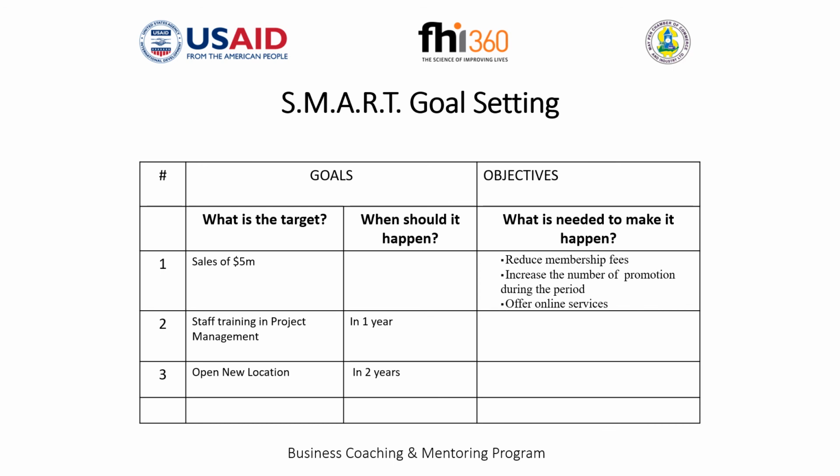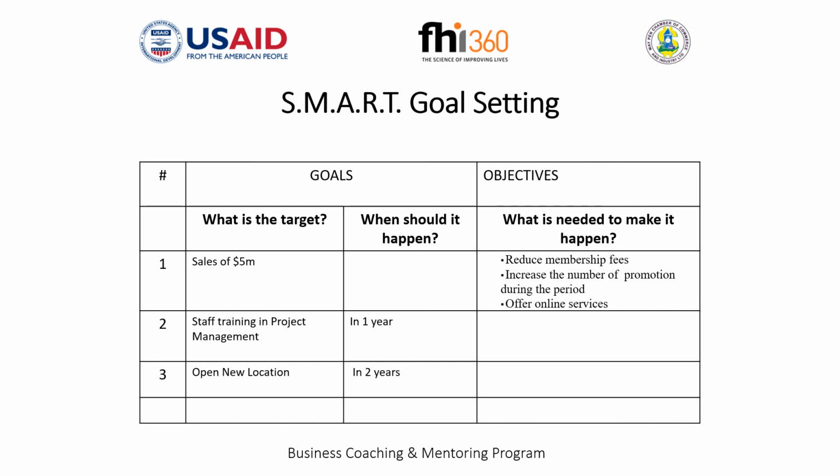So for this business, the first one, the target is to achieve sales of 5 million. What I want you to do is to put when that should happen. This business wants to get sales of $5 million. So I want you to put a realistic time frame by when should it happen.